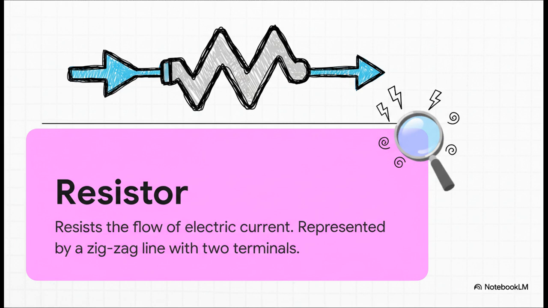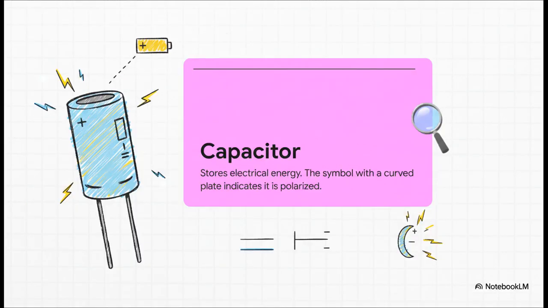Super simple, right? Next up is the capacitor. This little guy acts like a tiny, super fast battery. It stores up electrical energy and then can release it in a flash when the circuit needs it. Now pay attention to the symbol here. See that curved line? That tells you it's a polarized capacitor, which means it matters which way you plug it in. That curve, that's your negative side.